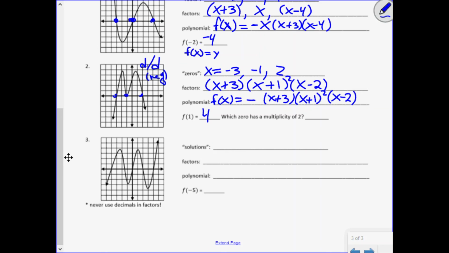Over to 1, and then you go up to where the graph is. 1, 2, 3, 4. Okay. That's your y value.